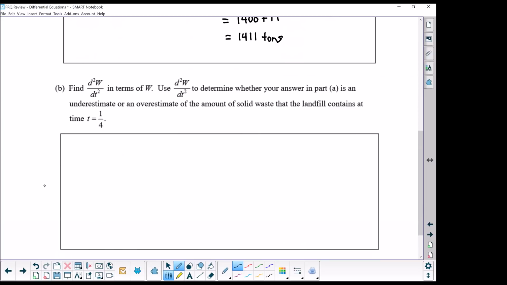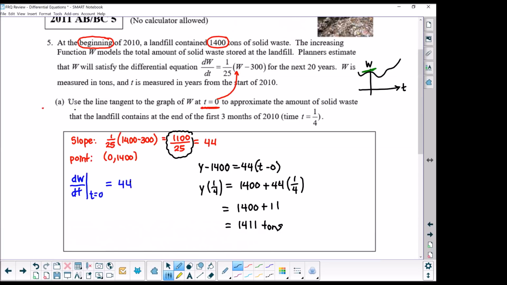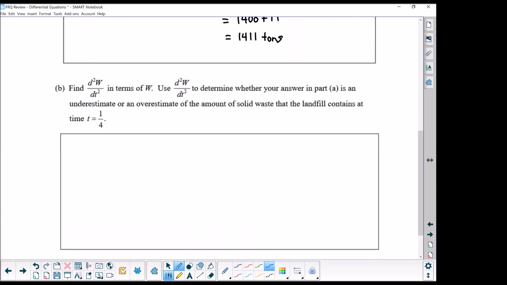Now, the key here, finding the second derivative is just the derivative of the first derivative. So if you don't mind, again, so I don't have to scroll back and forth, I'm going to recreate that first derivative. I know it's already on your page, so you're fine. So it was 1/25 w minus 300, I think.